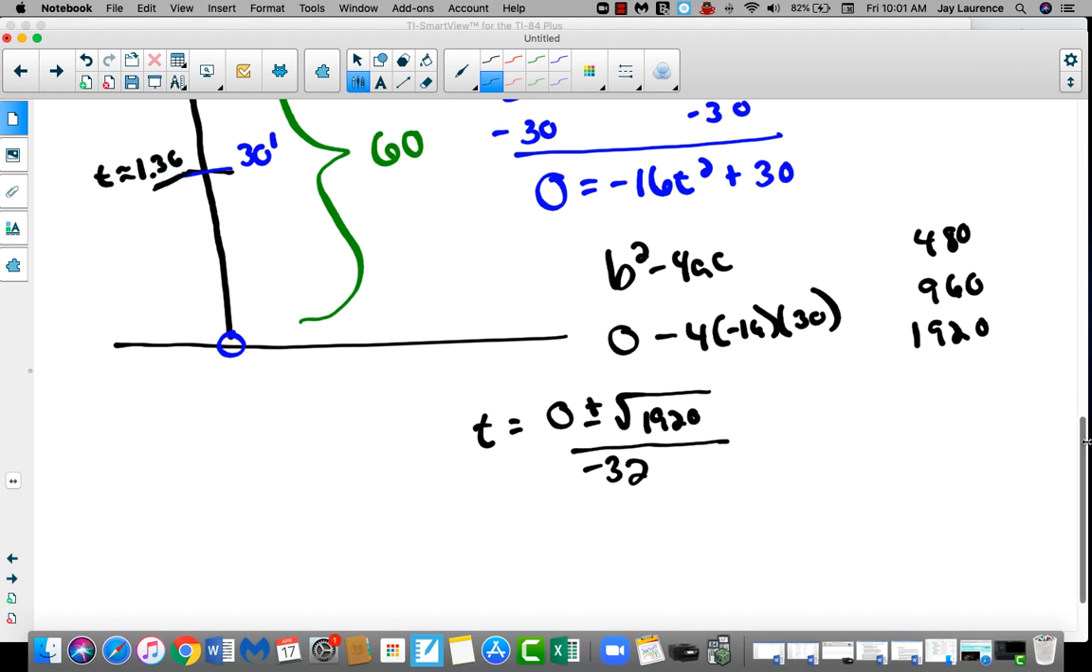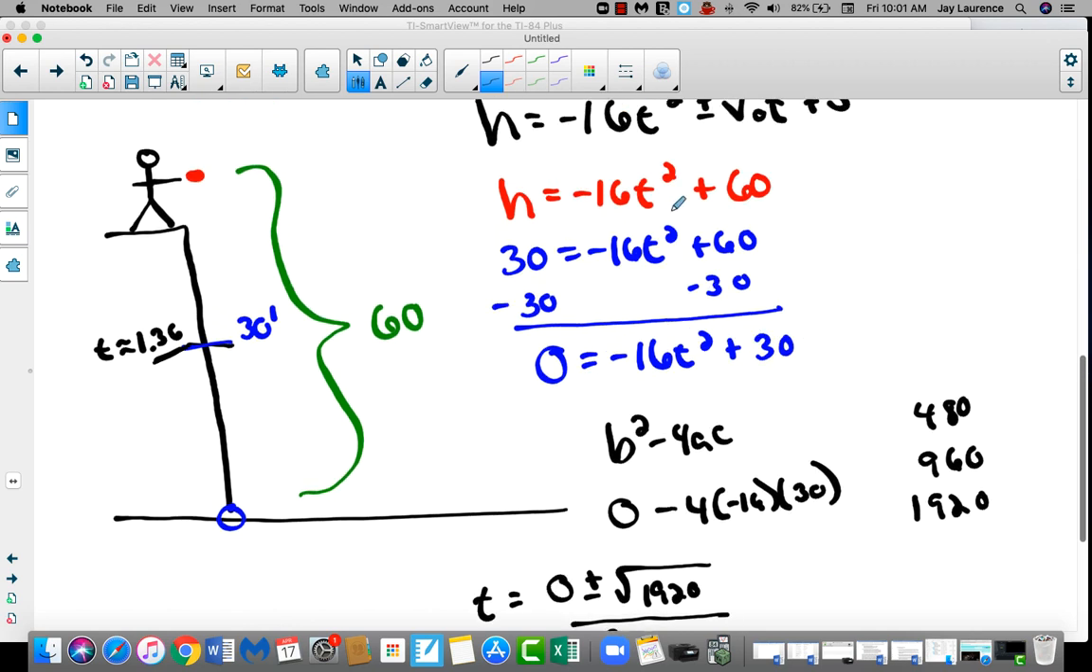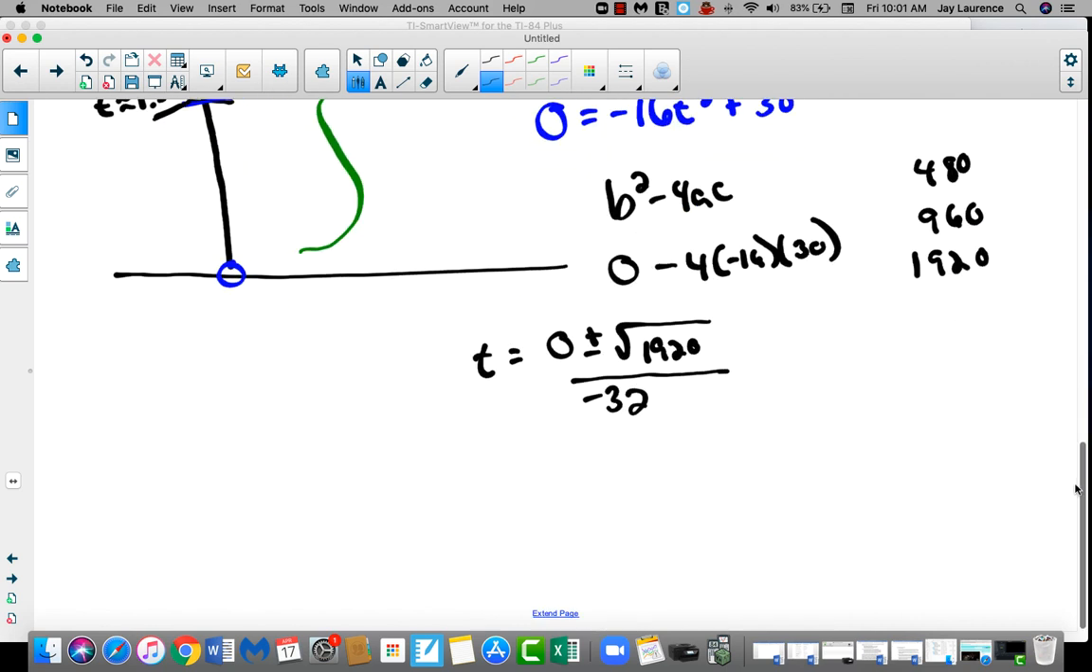Now, it's traveled halfway. Some people might think, oh, I'll just double that and I will get the answer here. Well, let's see if that works. Here we want the ending height to be 0 because it's on the ground. Negative 16 t squared plus 60, right?